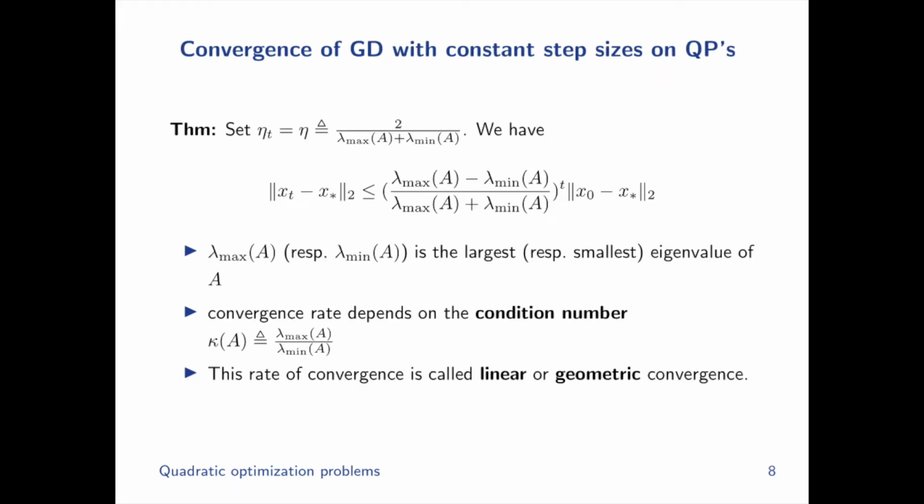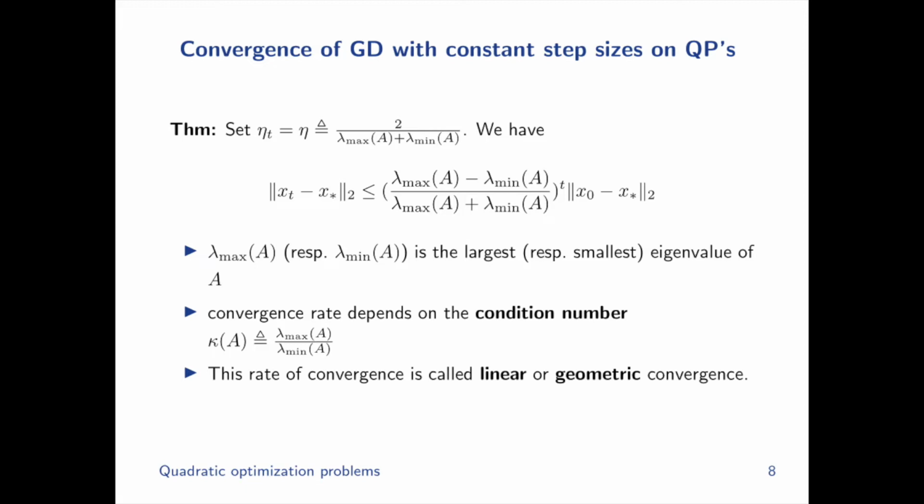Okay, so let's look at the convergence of gradient descent on quadratic programs. Just to be concrete, we're going to be looking at a version of gradient descent with constant step sizes. What this means is that this eta t parameter, how far you go along the negative gradient direction, will be the same for every iteration.